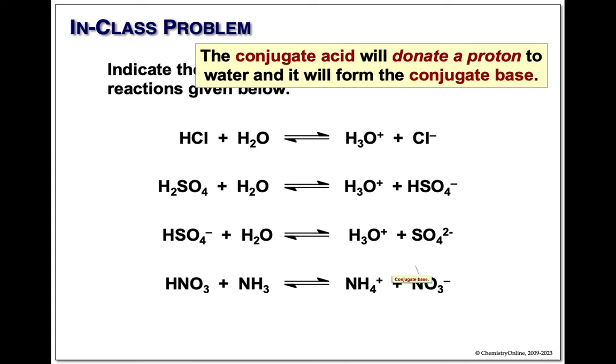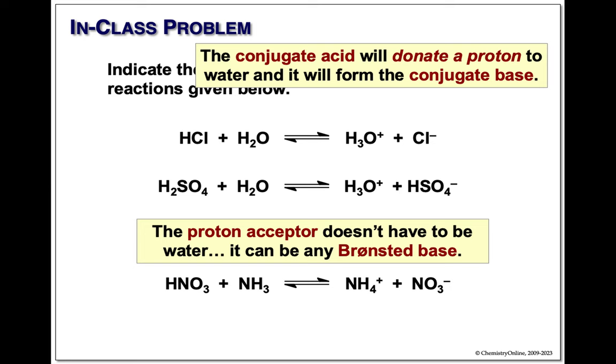Now this last one I put in just to be different. The Bronsted base, that is a proton acceptor, doesn't have to be water. Turns out that liquid ammonia has many of the same properties as water does. Nitric acid can donate a proton to ammonia, liquid ammonia, to give ammonium and nitrate as the anion. This is the conjugate acid. This is the conjugate base.